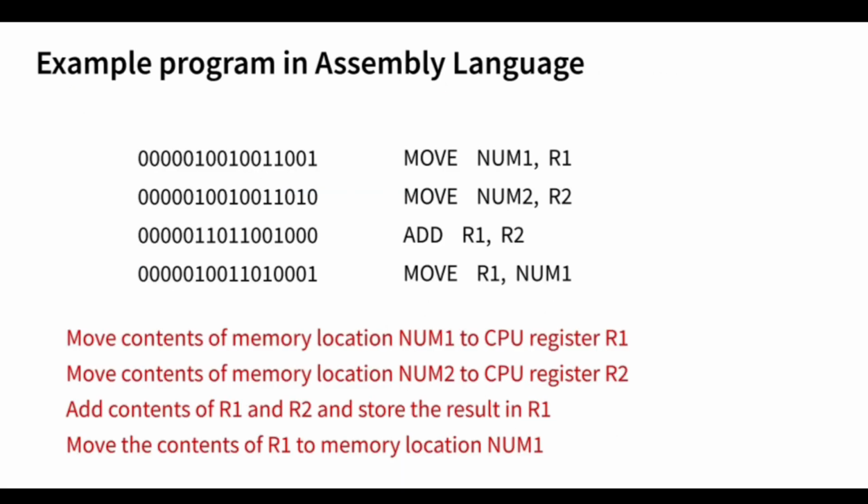In the first one, you can see 001. It has given "move num1", meaning move the contents of memory location num1 to the CPU register R1. You can see that whatever data is present in the num1 location moves to the control unit R1 location. Similarly, the remaining steps are also followed.